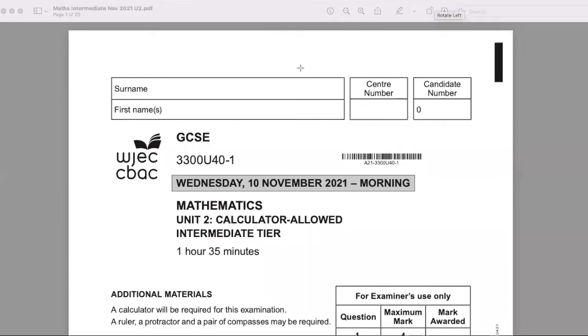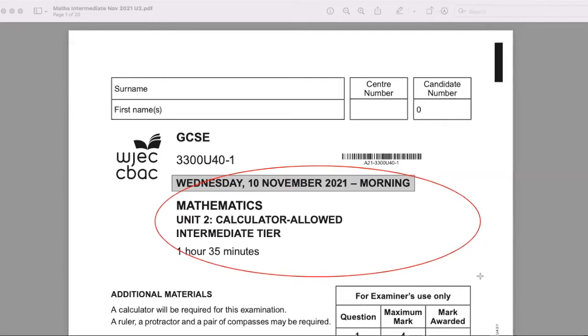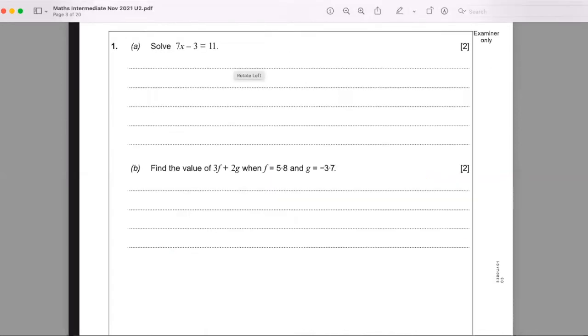Hi everyone. Today we're going to look at the November 2021 Unit 2, carrying on with what we did last week, the NUT Calculator Unit 1. This is for intermediate tier. I will do a separate video on higher tier shortly for you, so that you're prepared for your next exam on the 14th of June in 2 weeks' time. Okay, so let's get straight into it.